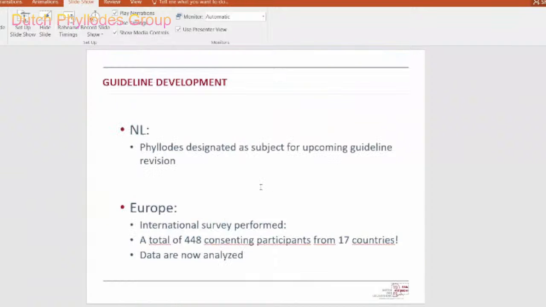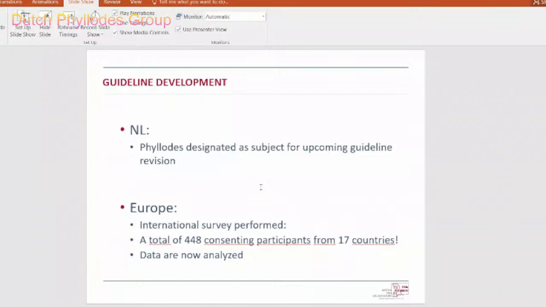We are trying to develop a guideline, of course. In the Netherlands, we will do this via a national agency, and phyllodes has recently been designated as a subject that should be included in the guidelines. So I would expect there to be a guideline within the next year.